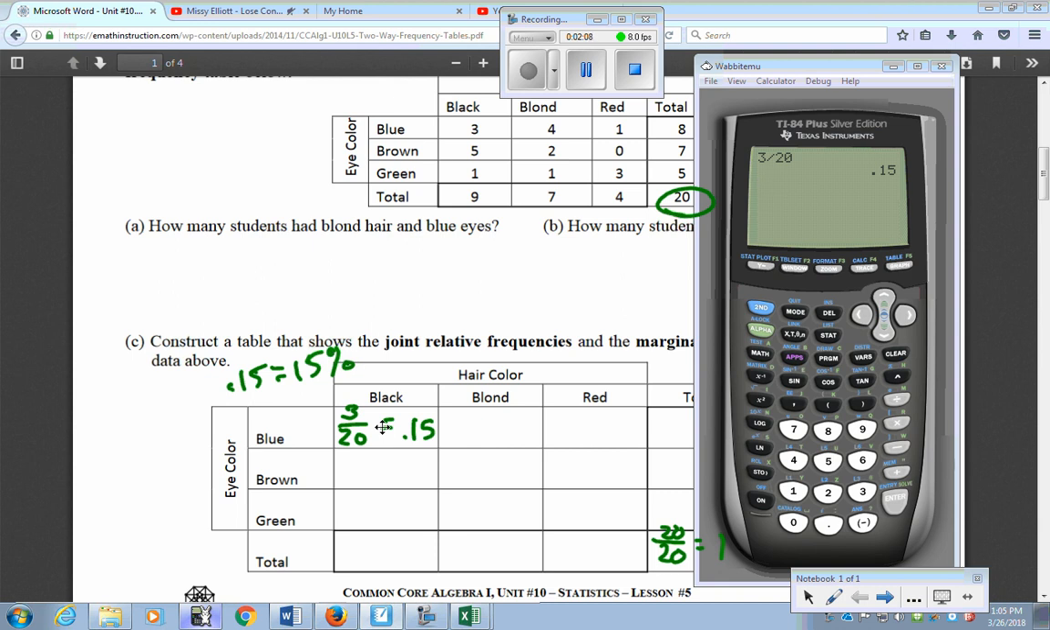So I'll do one more. If you look at the next box, it says 4. So that one's 4 out of 20. And you take the calculator, put that in. 4 divided by 20. You get 0.20 or 0.2, which again, that would mean 20%. So go through and finish the rest of the table, and then call one of us over to check it.